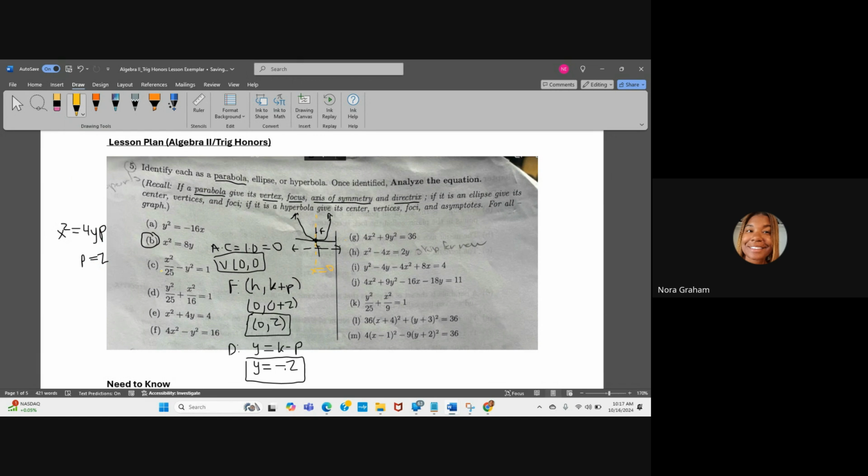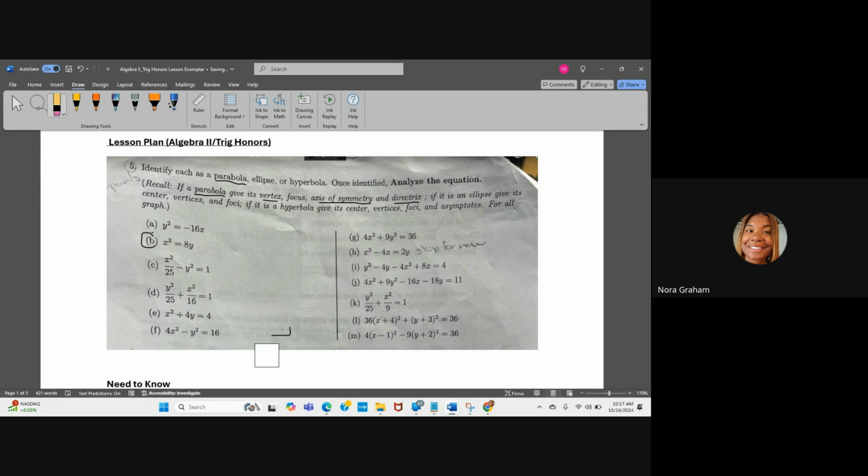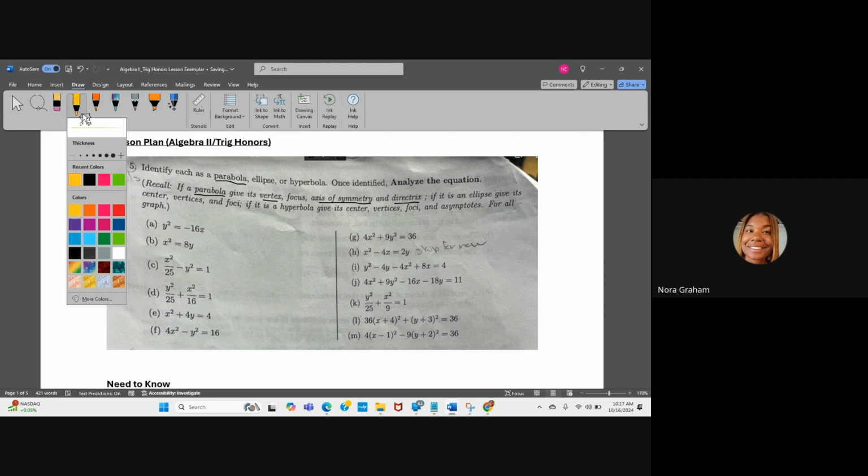Now let's go ahead and do C really quickly. Go ahead and take a screenshot of this because I'm going to erase it so I can do the other ones, if you are following. Just make sure all this stuff goes away. All right, let's go ahead and do C.